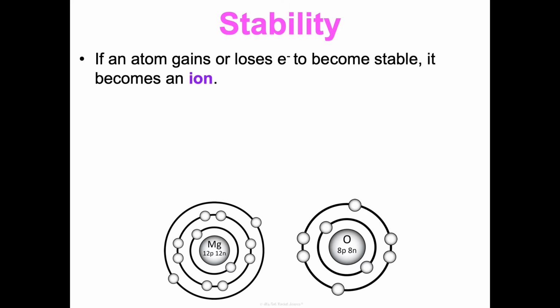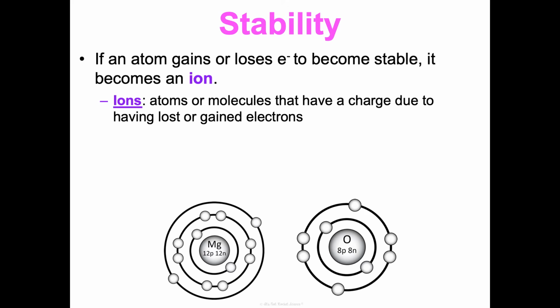Okay, so if you remember, I also introduced you to this term in the last unit. If an atom gains or loses electrons in order to become stable, it then becomes an ion. And ions are just atoms or molecules that have a charge due to having lost or gained electrons. So cations are specifically the positively charged ions. They have lost electrons.